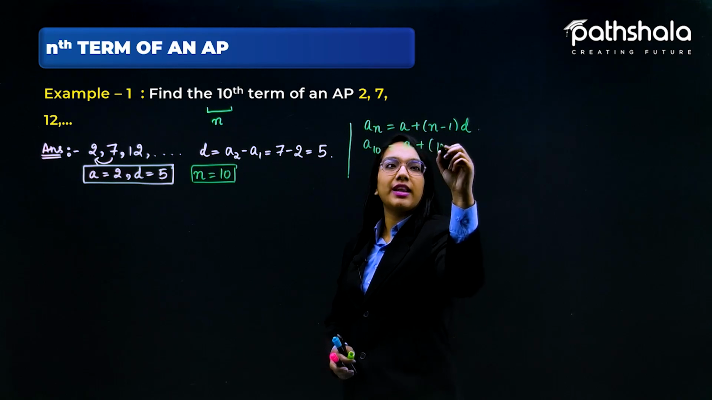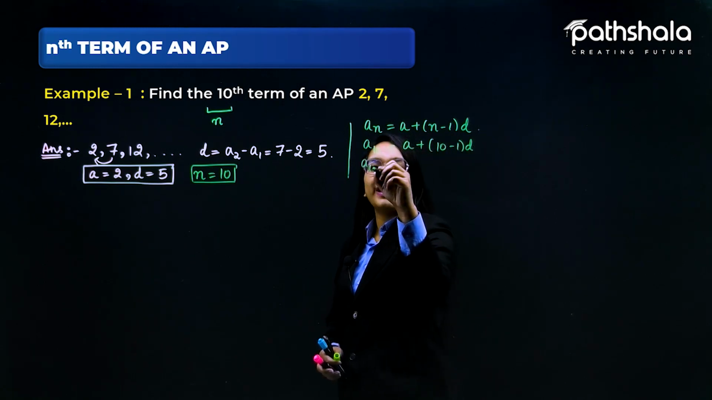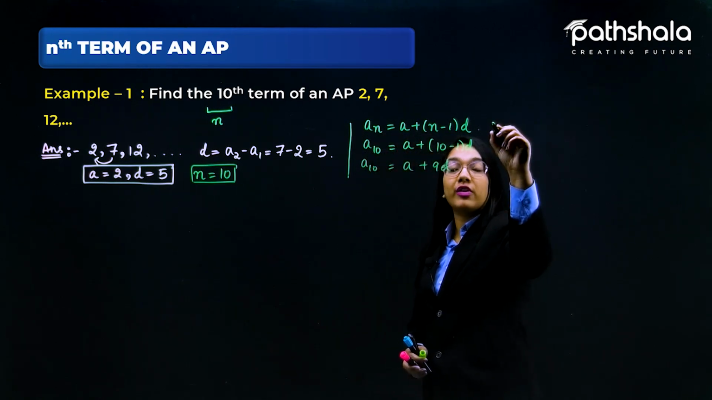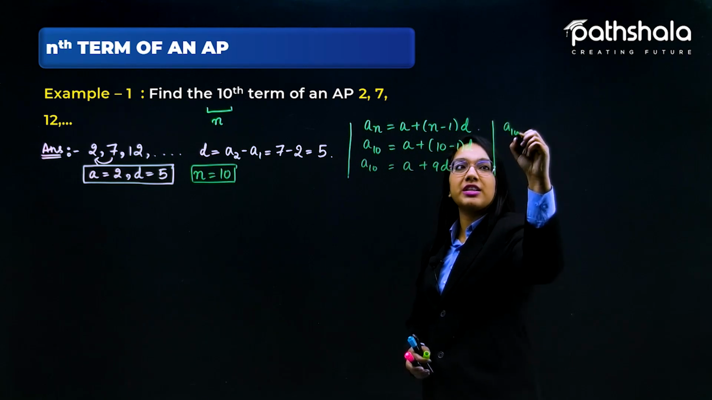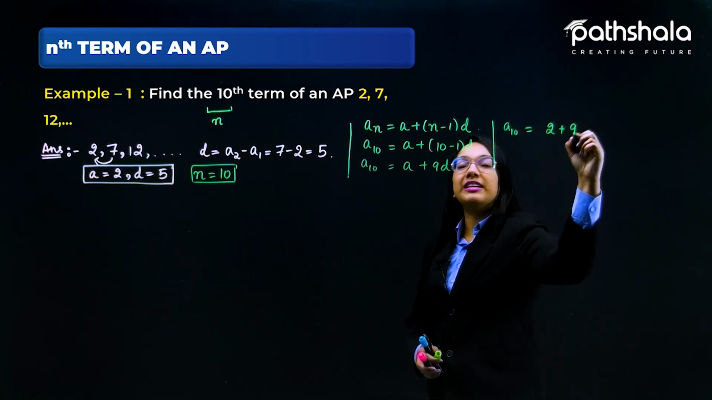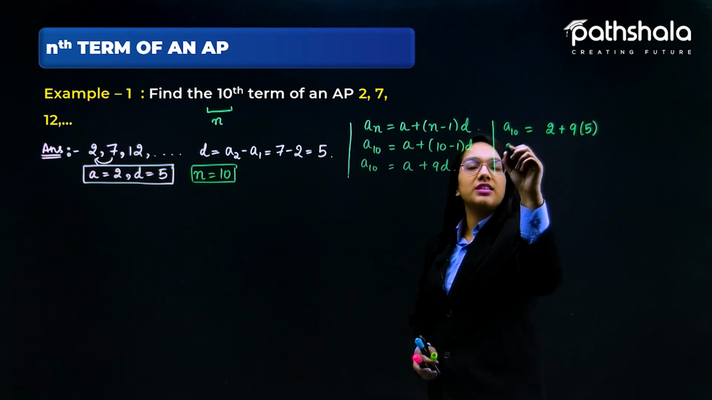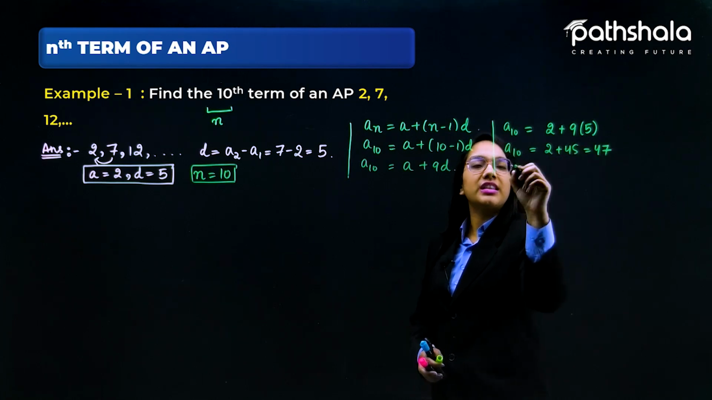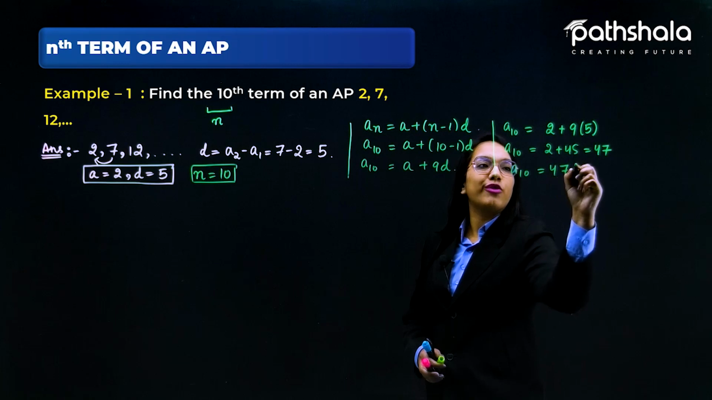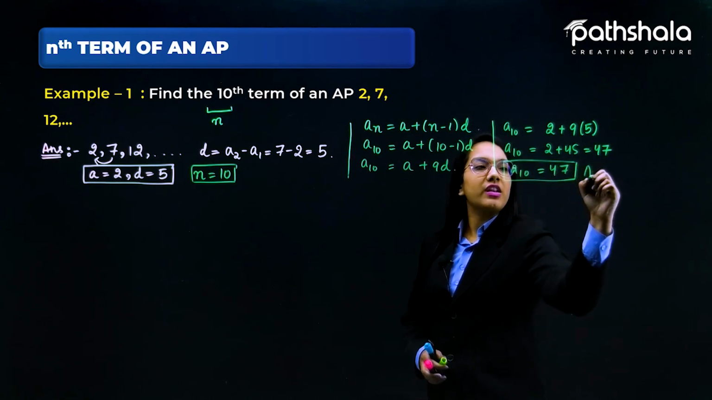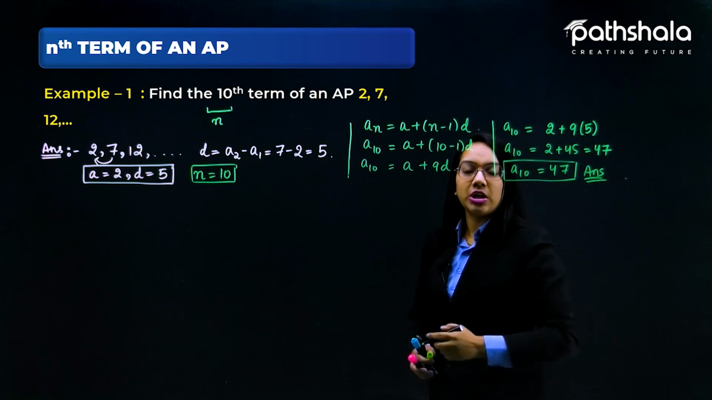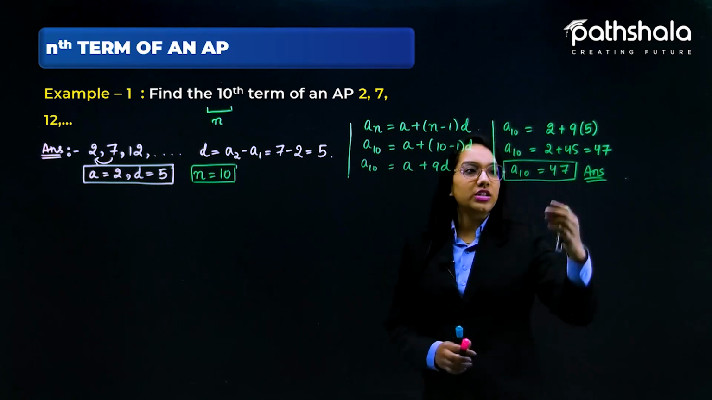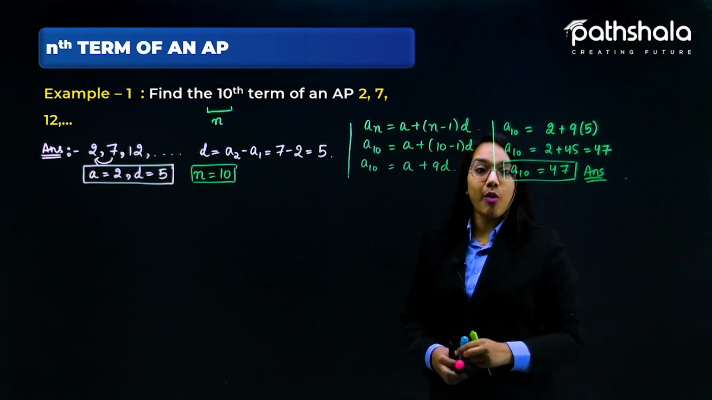This would be A plus 10 minus 1 into D. So A10 is equal to A plus 9D, and now we substitute the values of A and D. A10 is equal to 2 plus 9 times 5. So the answer is A10 equals 2 plus 45, which is 47. Hence the 10th term is 47, using the nth term of an AP.